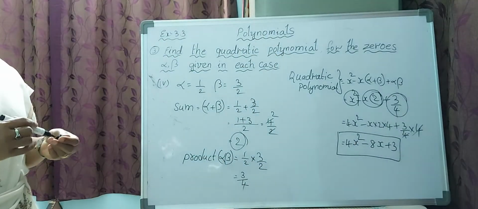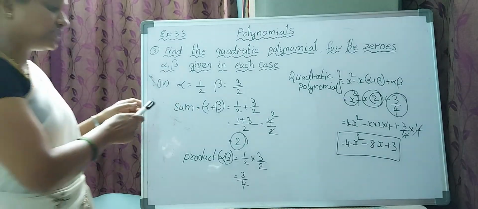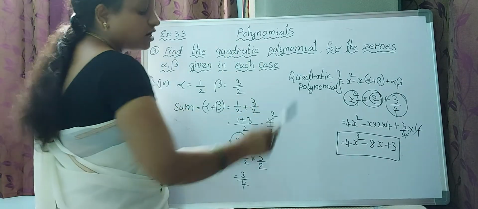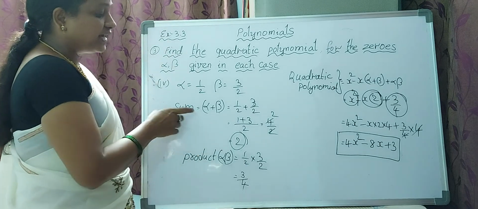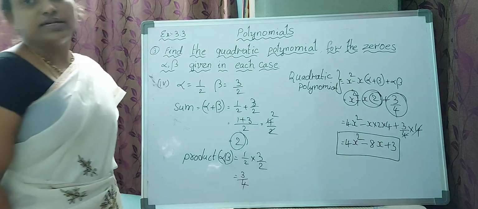In this way, if they have given alpha and beta, you have to find the sum and product, and then find the quadratic polynomial. If they give the sum and product directly, you can go straight to the quadratic polynomial.